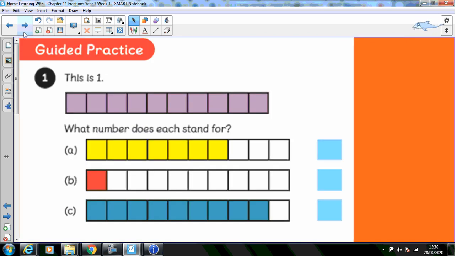Remember, you can talk to somebody at home about this. It's a really good idea to share your thinking, even if you're quite quick with a correct answer. So here we're looking at one whole. I'd like you to tell me, what number does each of these stand for? Pause the video while you make a note of your answers. It would be really great if you could draw each of these bars as well.